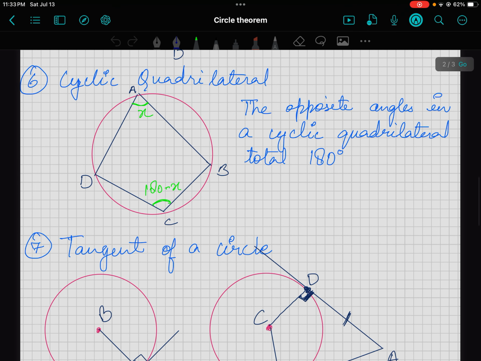What is a cyclic quadrilateral? One whose all 4 points lie on the circumference of the circle. What is the property of the cyclic quadrilateral? The opposite angles, that is the sum of these two opposite angles, is always equal to 180 degrees. If you add D and B, then also it will be equal to 180 degrees.